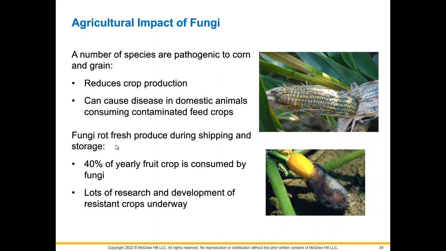Fungi also rot fresh produce during shipping and storage. So this is an interesting number here: 40% of our yearly fruit crop is consumed by fungi. And naturally, lots of research and development of resistant strains of this produce is underway. Here we're seeing two fungal infections. This is squash, if you can't tell. But yeah, nice fuzzy fungi growing all over it.